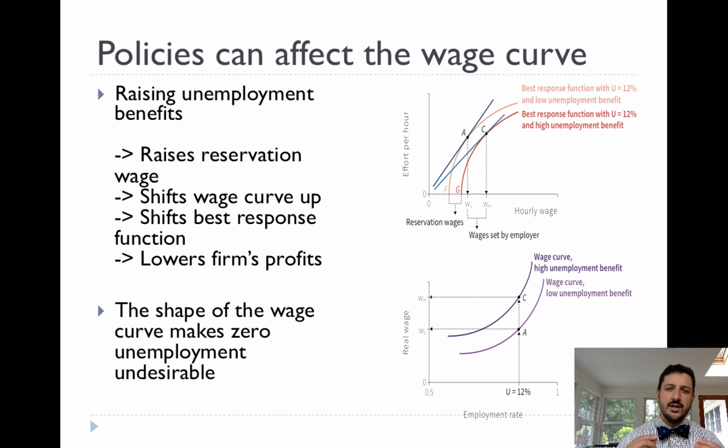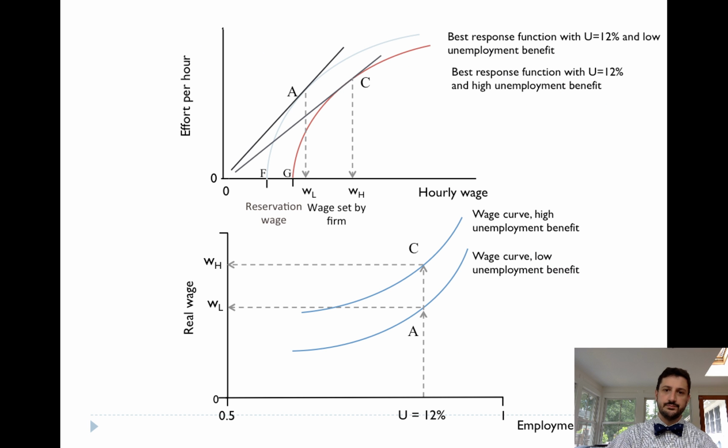So the book talks about how the shape of the wage curve makes zero unemployment undesirable. For the firms, sure, zero unemployment is undesirable. Zero unemployment is also impossible, because we always have people that are quitting jobs, moving places, graduating from school without a job, always looking for a job. And one thing about the labor market is it takes a lot of time to find new jobs.